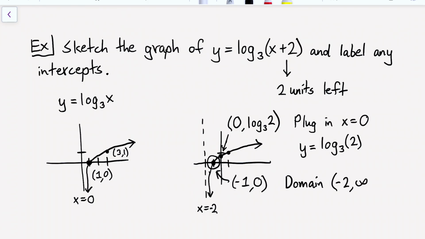Finally, this graph has a domain of -2 to infinity, and it has a range of all real numbers.